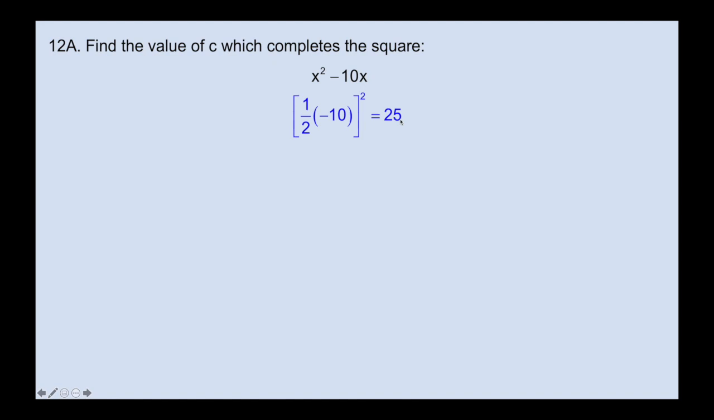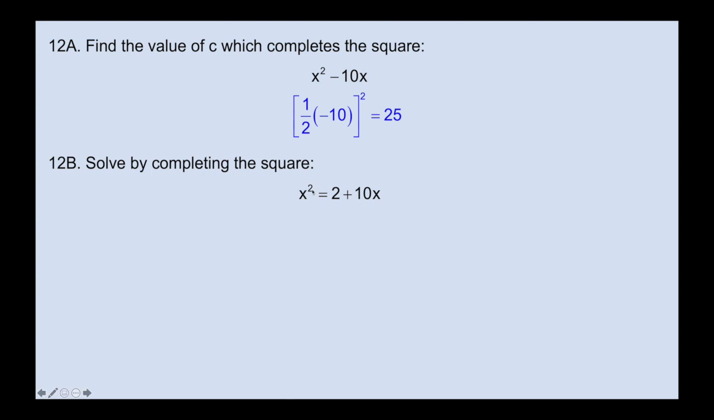One thing to keep in mind is the value that we're getting here should always be positive, because whether we're taking a positive number and squaring it or a negative number and squaring it, that's always going to give us a positive result.